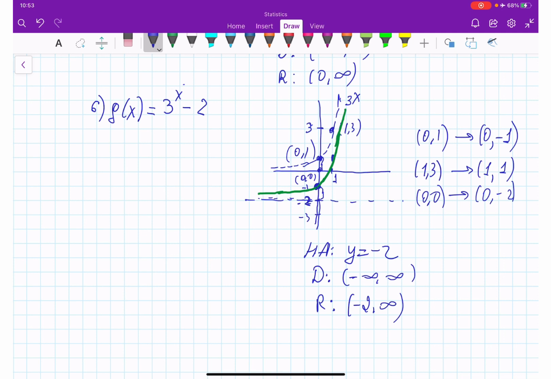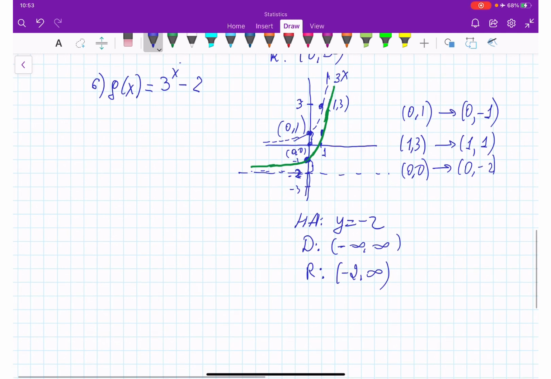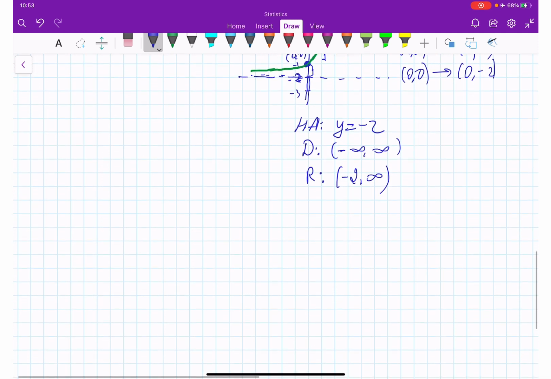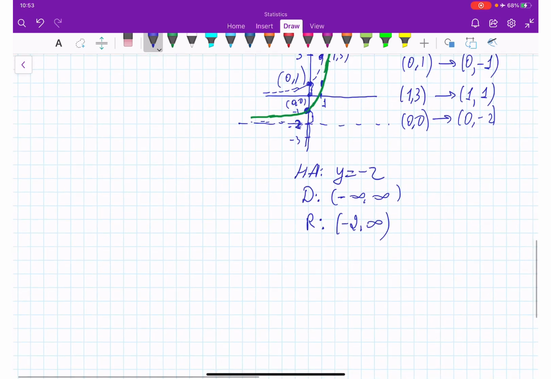Question number 7. I hope you are learning, getting a good feeling of it. It's not difficult as it looks like and sounds like usually. Students are running away from this type of questions. Next one.